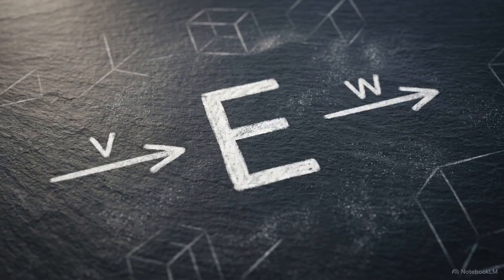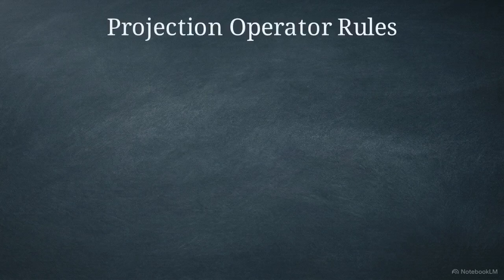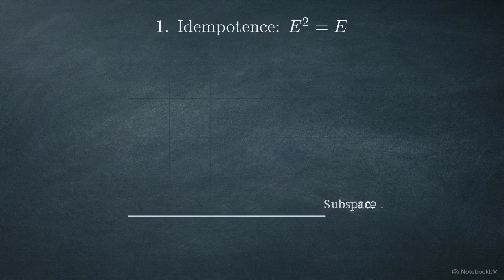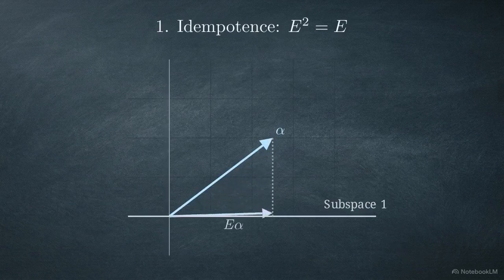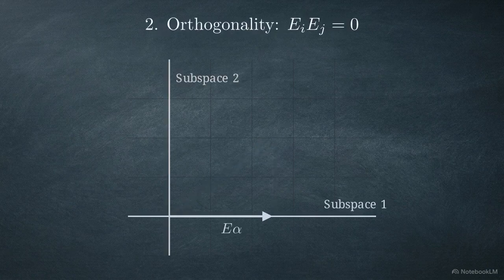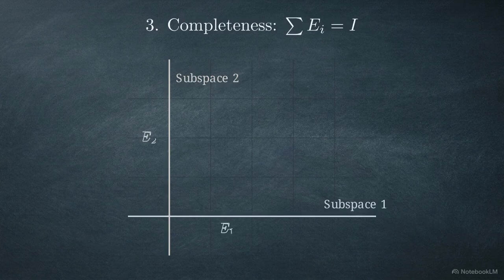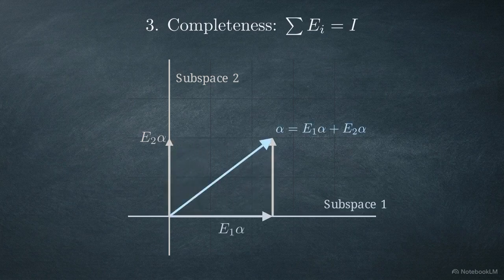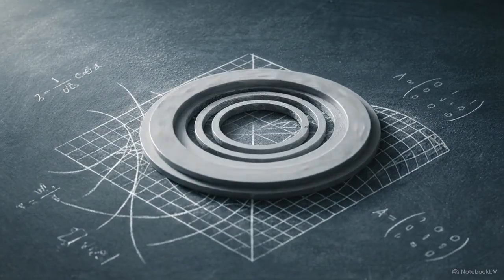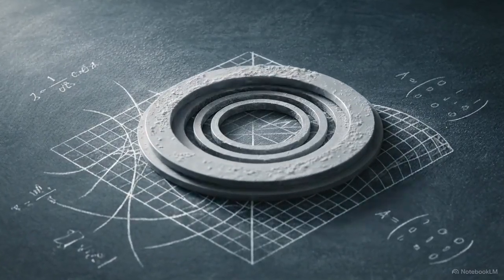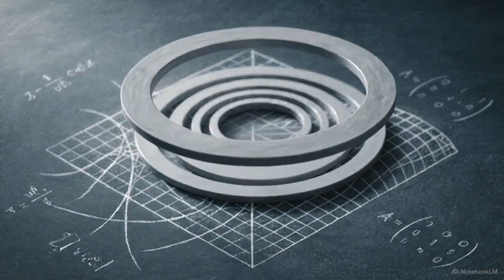To isolate these components, we use projection operators, denoted as E. Projections follow three rules. First, idempotence. E squared equals E. Applying the projection filters the vector. Applying it again does nothing. Second, orthogonality. E_i times E_j equals 0. Mismatched components are zeroed out. Third, completeness. Summing all projection operators reconstructs the identity matrix. Projections are the functional engines of the direct sum. They allow us to calculate and isolate specific pieces of a vector space.